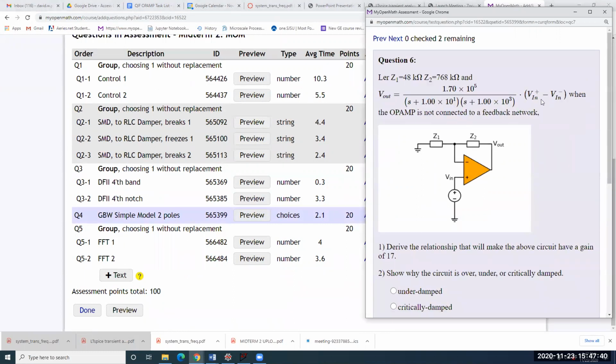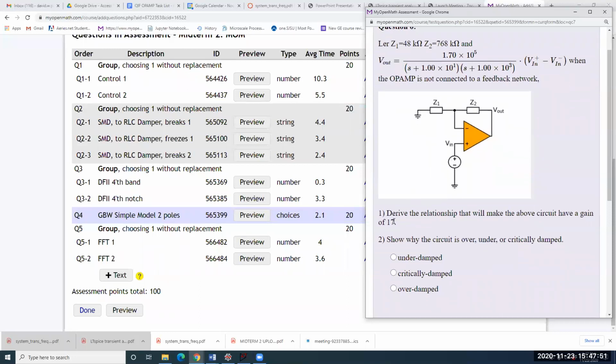There seems to be a lot of confusion. I am grading. It's just, sorry, it's going slowly, right? But there seems to be a lot of confusion about the problem: derive the relationship that will make the above circuit have a gain of 17, right? And then show why the circuit is over, under, or critically damped.